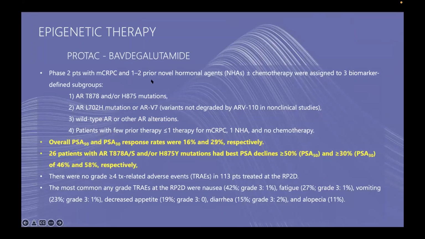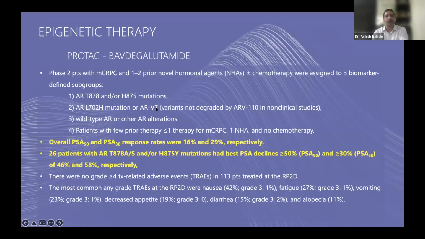In a phase 2 study, they used multiple patients who had androgen receptor sensitive mutations. The AR672 and ARV7 variants are resistant to bavdegalutamide. Overall, a 50% reduction of PSA was seen with this drug in 15% of the patients, and a 30% reduction was seen in 30% of the patients. But in the sensitive androgen receptor variants, that is the 878A and the 875Y, there was a 50% decline in PSA in almost up to 50% of the patients.